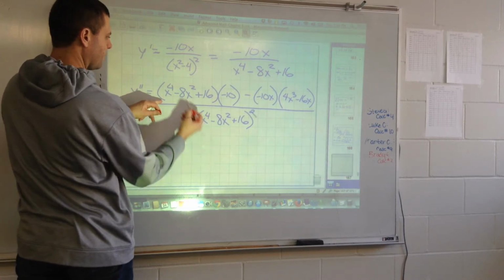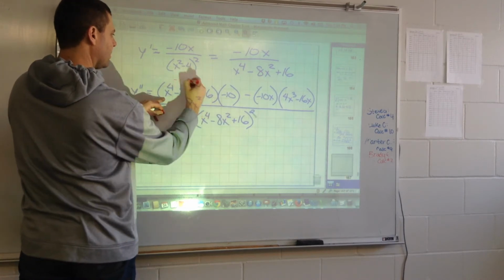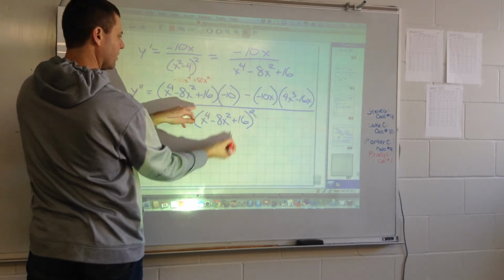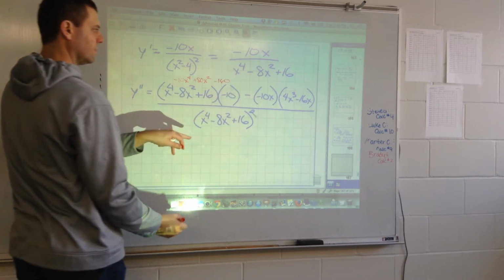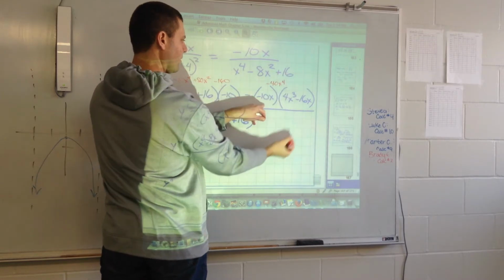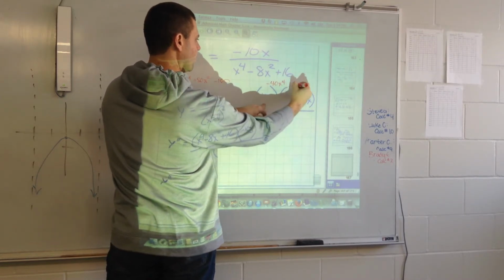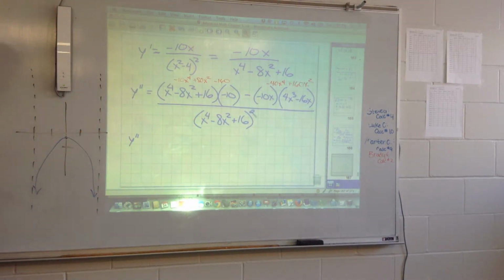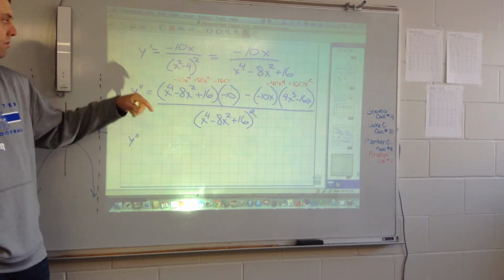Negative 10x to the fourth plus 80x squared minus 160. Negative 40x to the fourth plus 160. You might want to take out the negative 10, just so they're not such big numbers. I just don't know if everybody would have seen that.